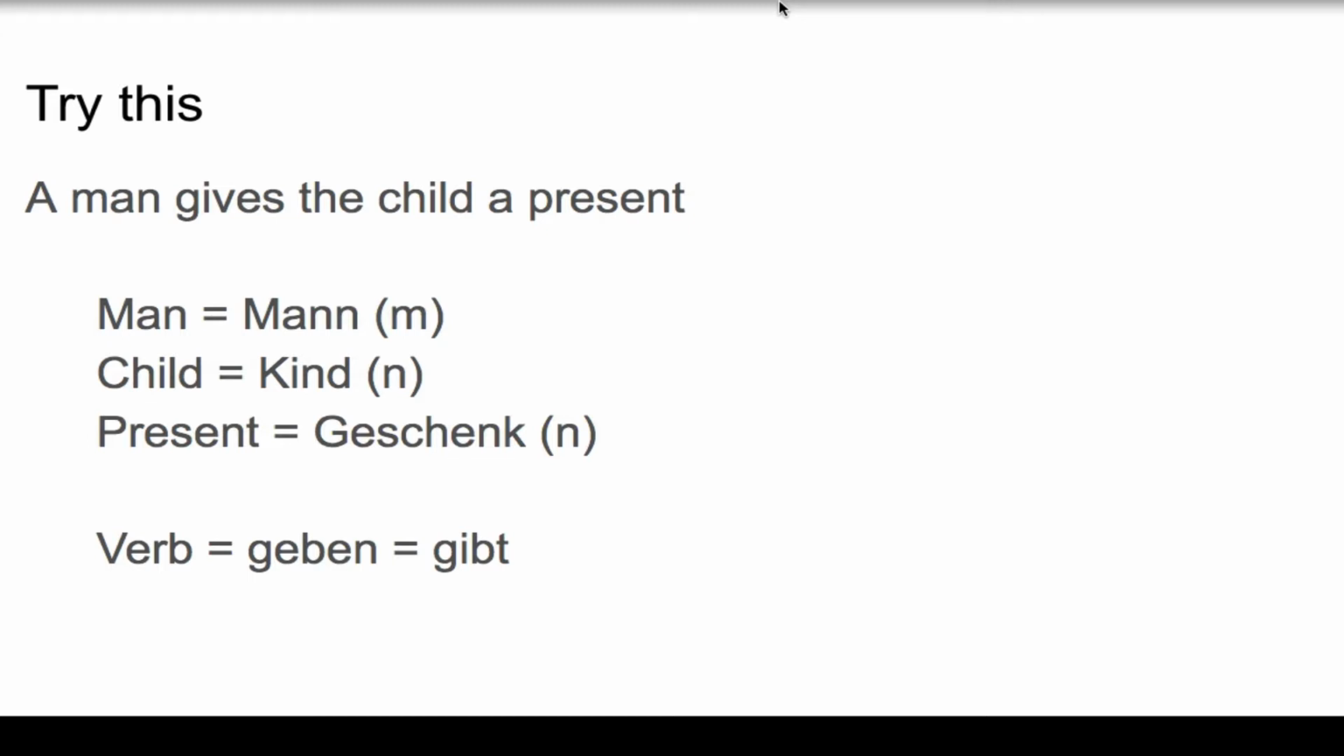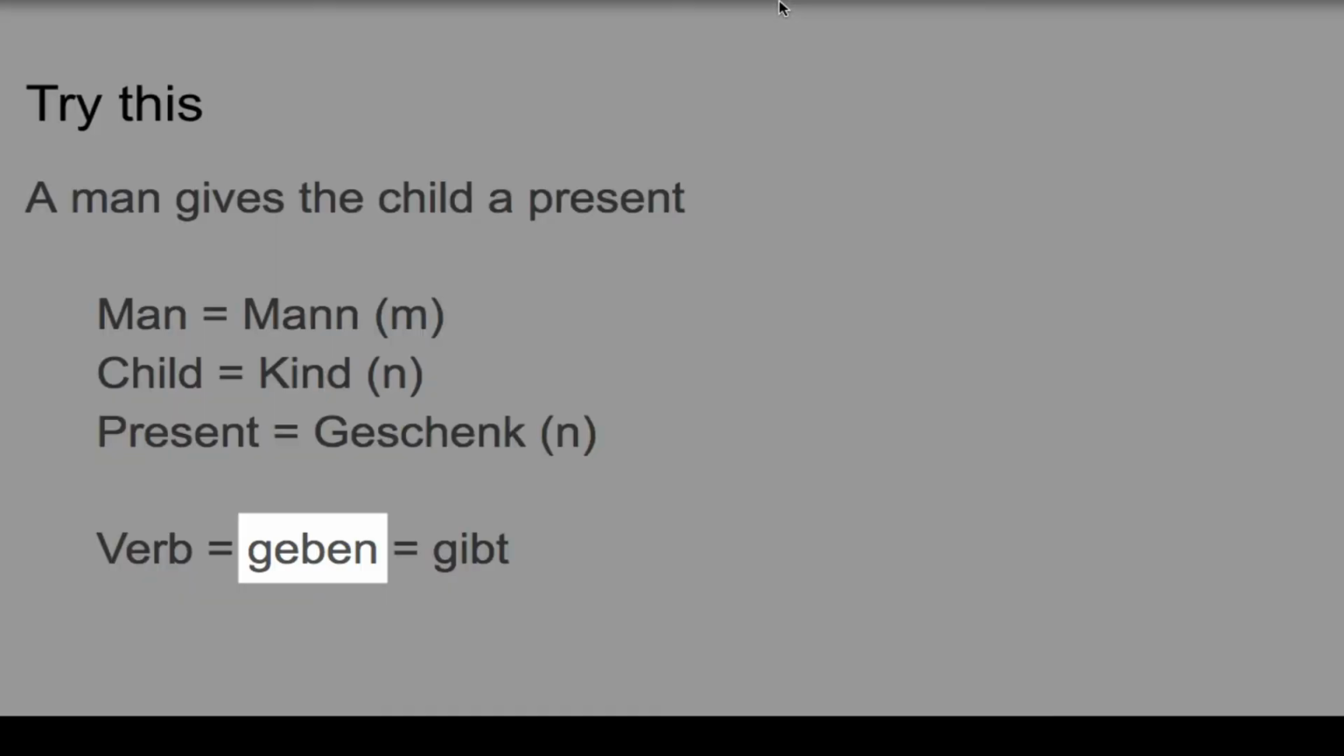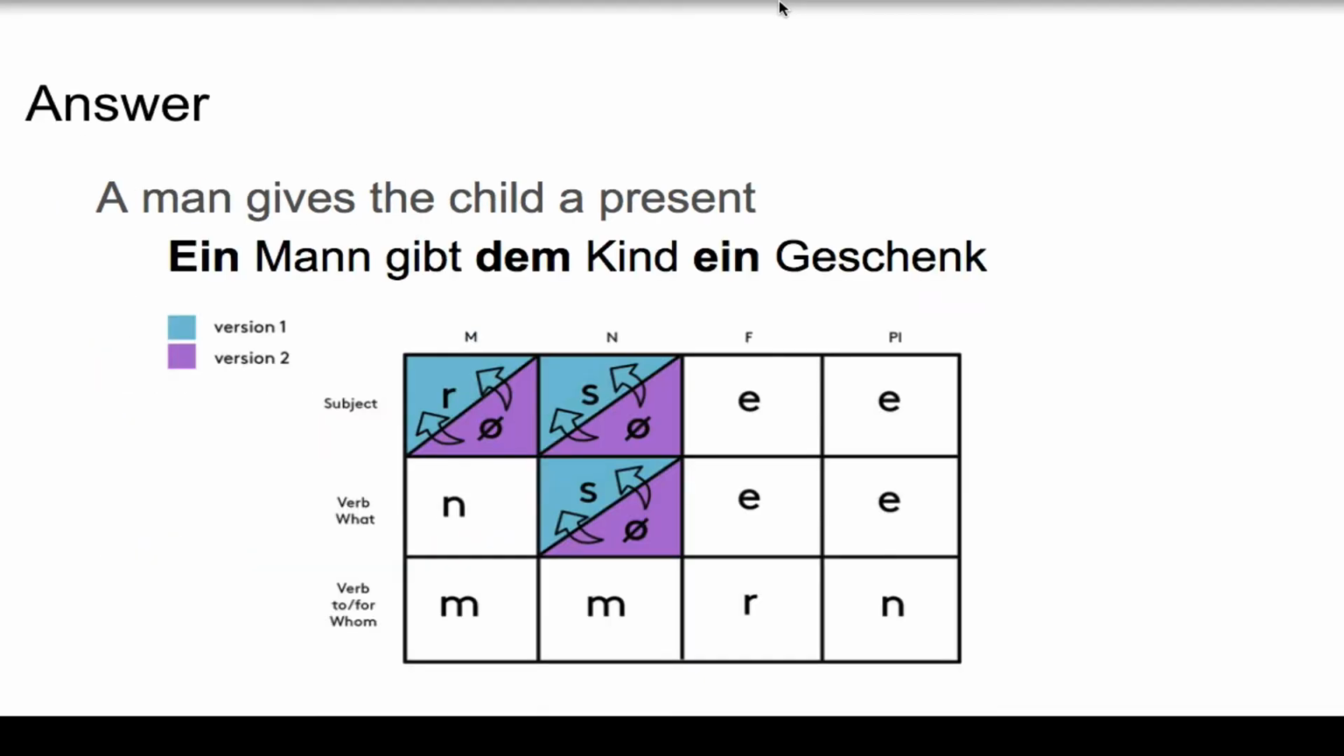So let's see it at work. A man gives the child a present. I've given you the nouns and the gender. Man, obviously masculine. Kind, neuter. Geschenk, neuter. The verb we're using is geben, which in this case is gibt. And here we have it. A man gives the child a present. Ein Mann gibt dem Kind ein Geschenk.